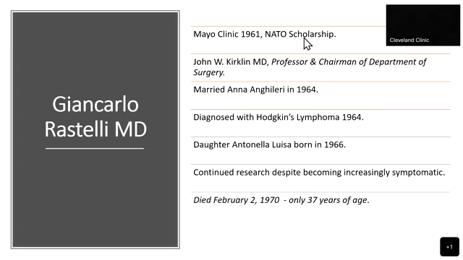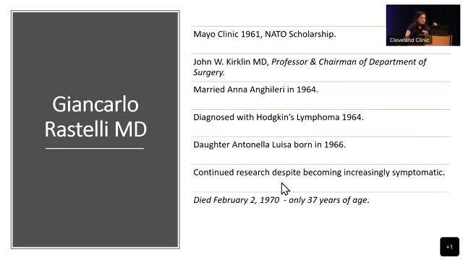1961, he's a research fellow, got the NATO scholarship. That's when John Kirklin was the professor and chairman of the Department of Surgery at Mayo. He married Anna Anguilleri in 1964. He was skiing in Bormio, Italy. She was 19 years old. They got married. And then right after the honeymoon, he was diagnosed with Hodgkin's lymphoma. His daughter, Antonella Luisa, was born 2 years later in 1966.